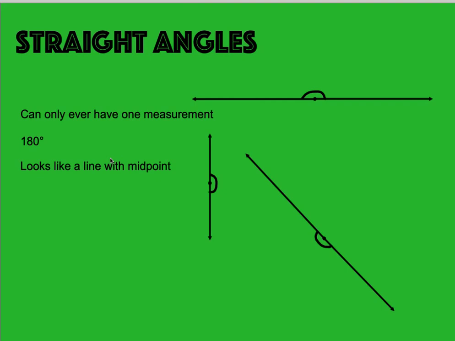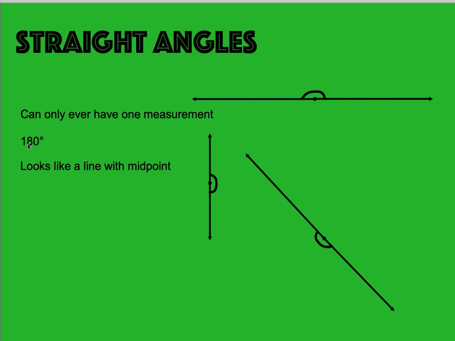Now we'll talk about straight angles. A straight angle is another one that can only ever have one measurement. Remember how we talked about right angles only are ever going to be 90? Well, this is a similar concept. Straight angles are only ever going to be 180 degrees. In fact, a straight angle looks like a straight line. So that one's not so hard to remember the name of because it's a straight shot.